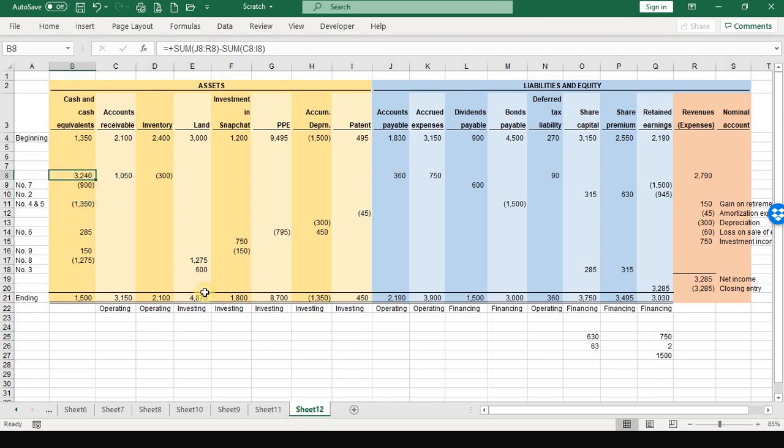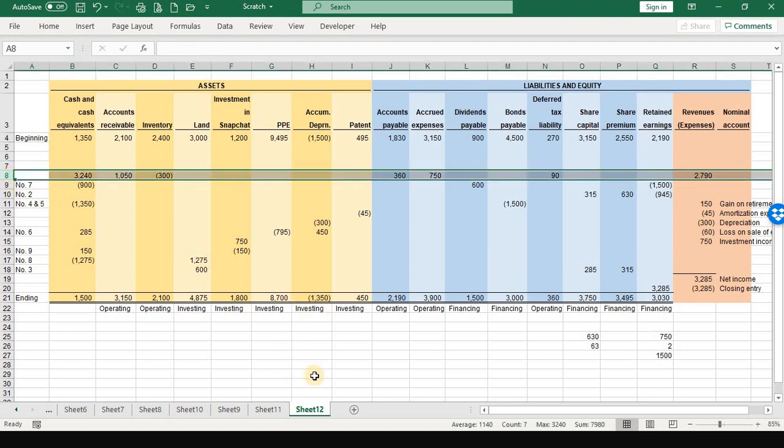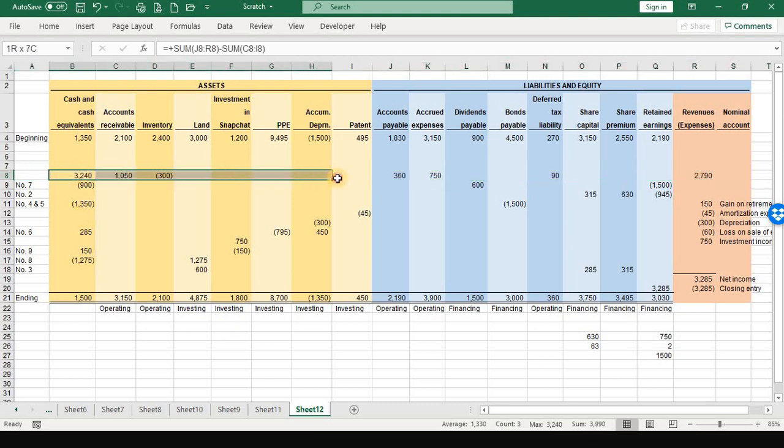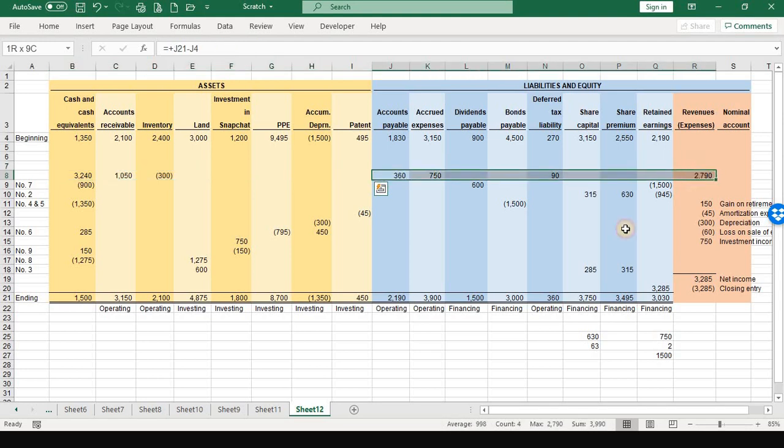And this is the cash inflows from operating activity. So again, the cash inflows from operating activities is 3,240. So let's check whether this amount is correct by checking whether the left side and the right side of this particular row are both equal. So the total of the left side is 3,990 and the right side is also at 3,990.